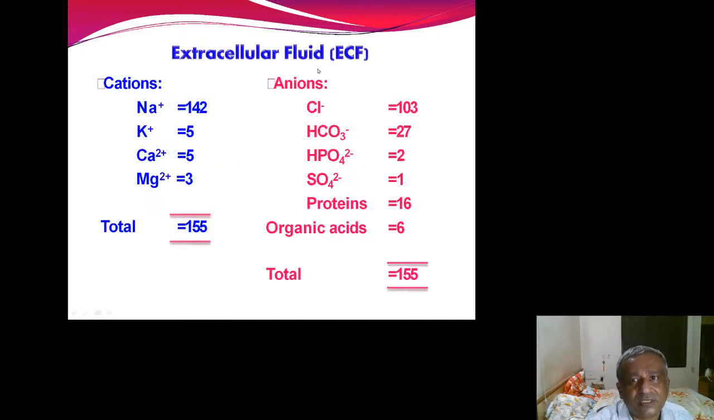If we see the extracellular fluid component, then the value of cations and anions is equal. Sodium is 142, potassium is 5, calcium is 5, magnesium is 3, making a total of 155. And anions: chloride 103, bicarb 27, phosphate 2, sulfate 1, protein 16, organic acid 6, making it 155. So 155 equilibrium is there in the extracellular fluid.